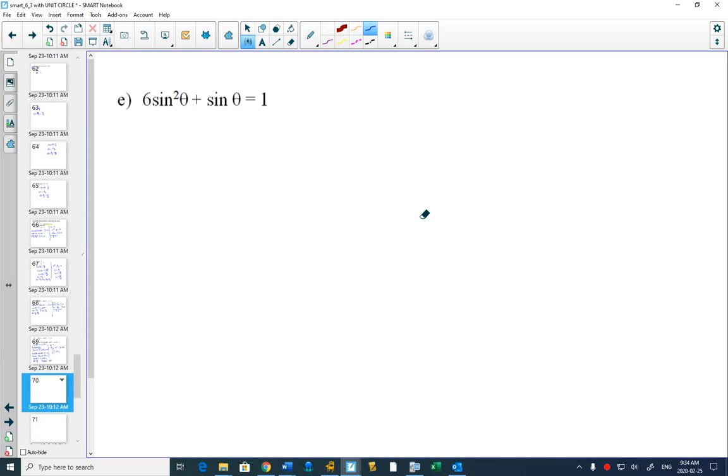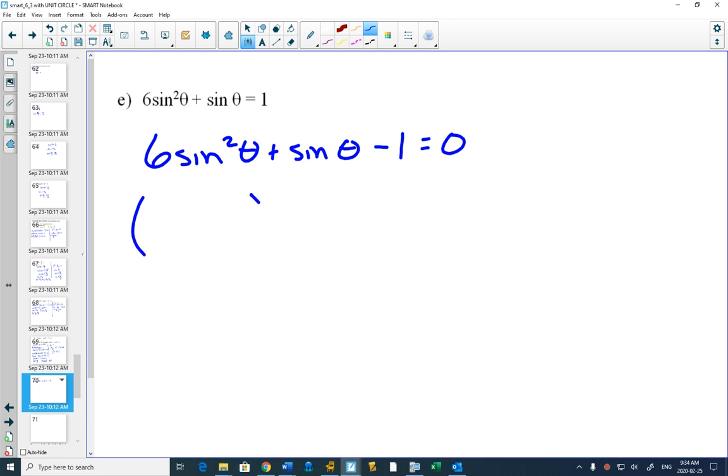So again, we have a quadratic equation, and if we have a quadratic equation with a sine squared and a sine, or if you ever have an x squared and an x, you're going to make one side equal to 0 so you can factor and solve. This one's a little bit more difficult to factor just because that first number is a 6. If I try to do it directly to begin with, I don't know if I should put a 6 sine and a 1 sine or a 3 sine and a 2 sine.